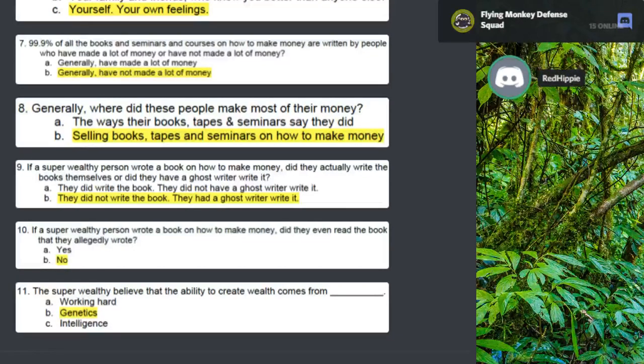Yes, and the genetics part comes from the fact that they intermarry. So once a family makes a lot of money, they are part of the club, so they will marry amongst that group. Now, what you have the ability to do is change your genetics to be part of that group. And that's what they don't want you to know.